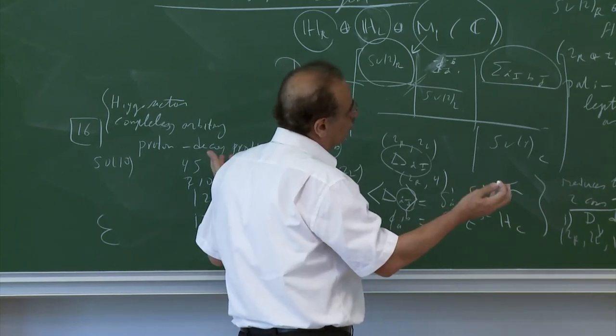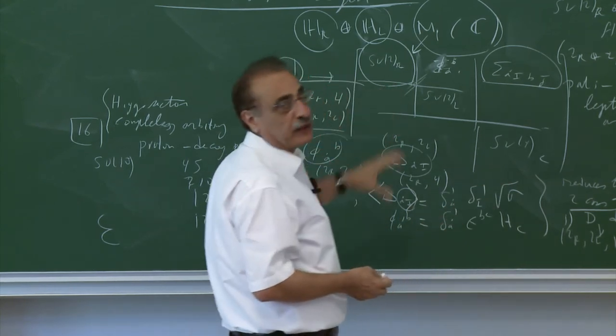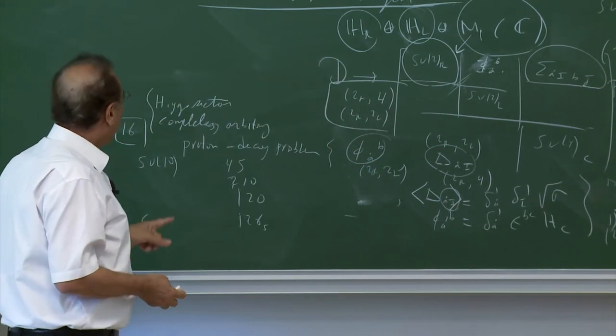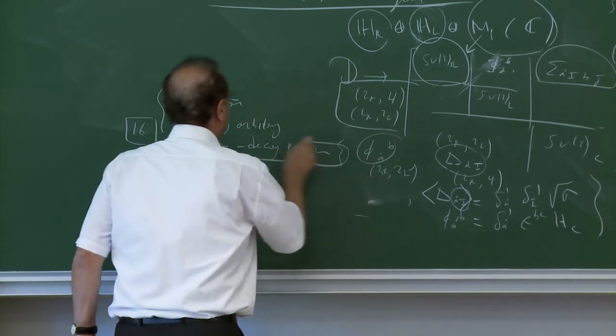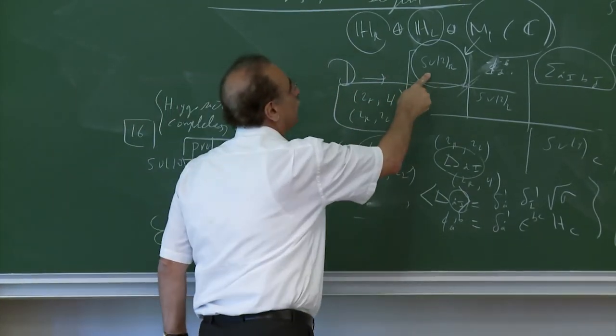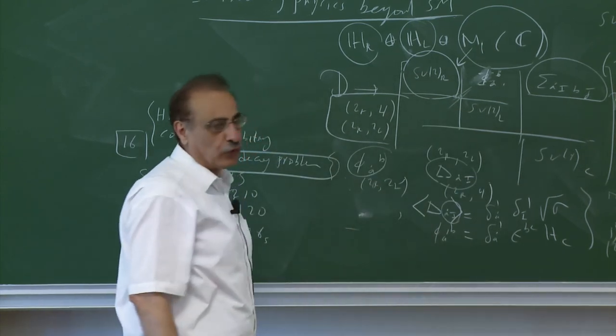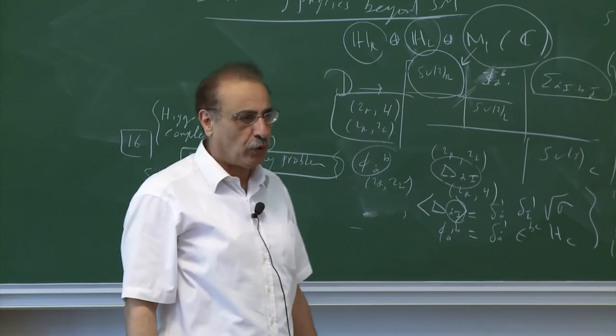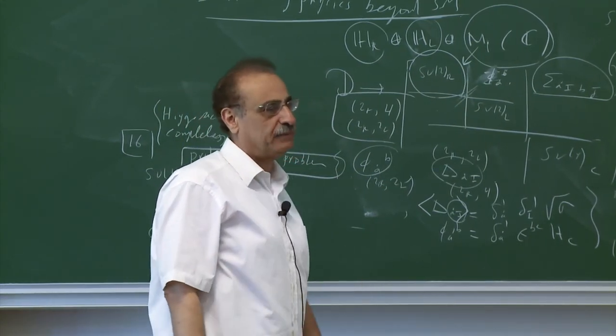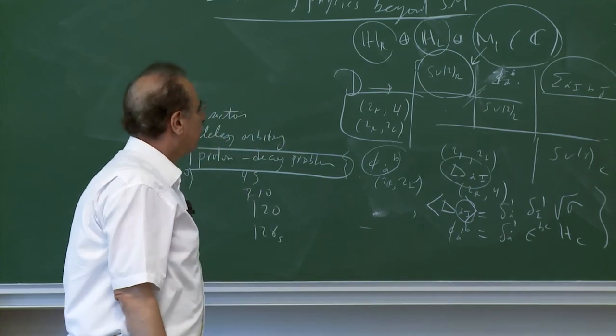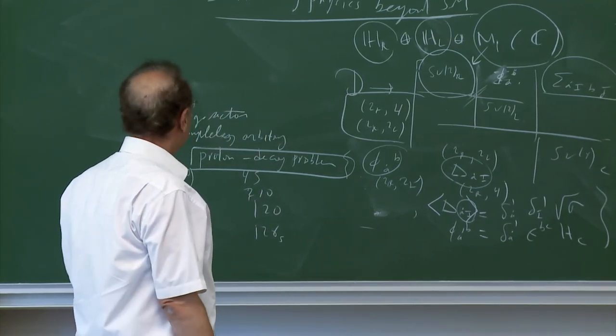So in principle, with enough expertise, one can analyze this model. One thing about the proton decay problem is known: the Pati-Salam model, SU(2) right cross SU(2) left cross SU(4), does not have the proton decay problem. Proton does not decay with this symmetry, so you avoid it.